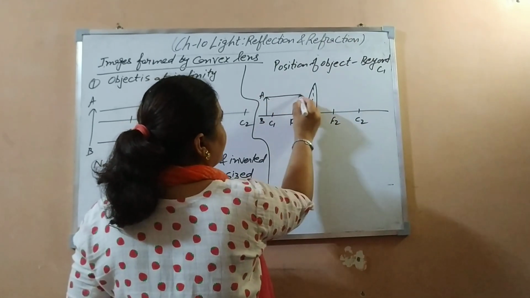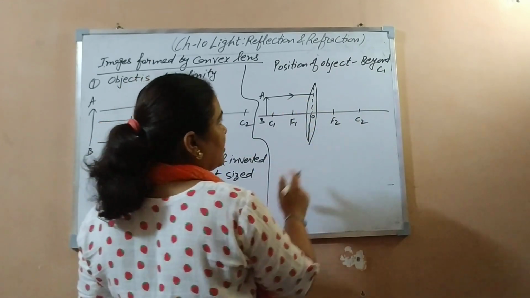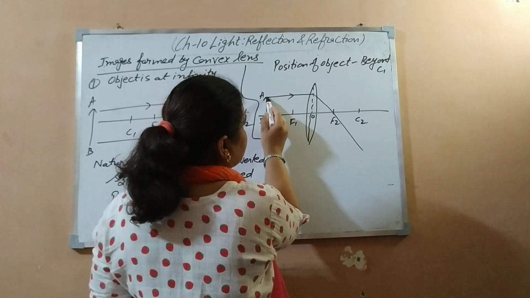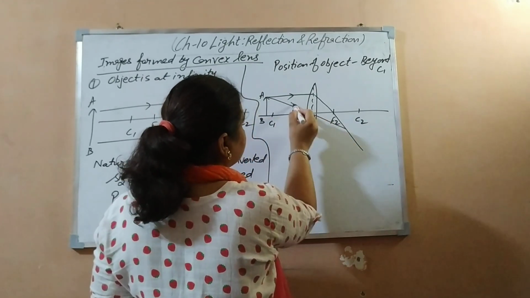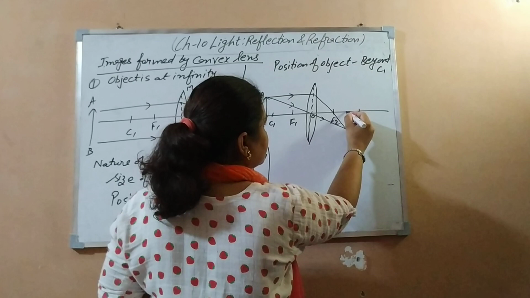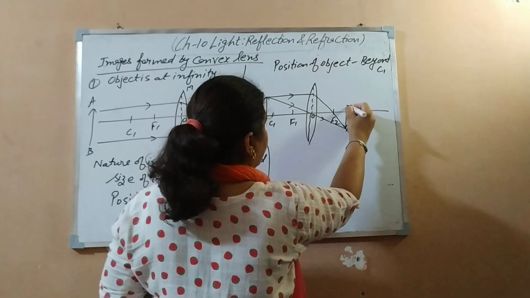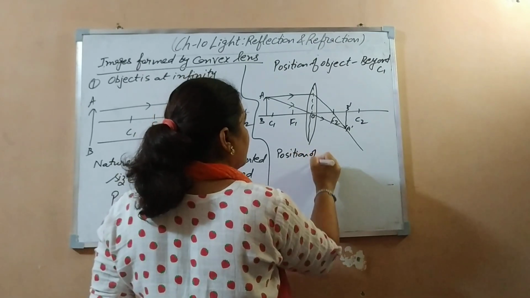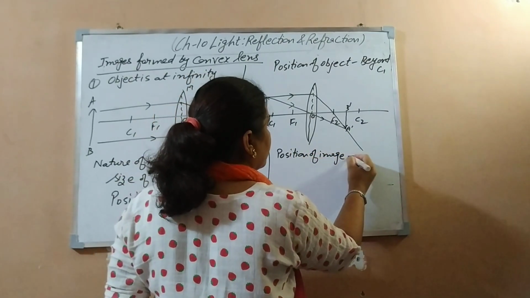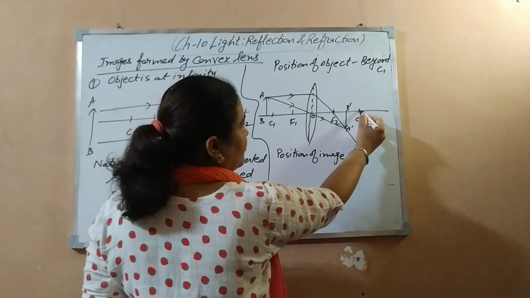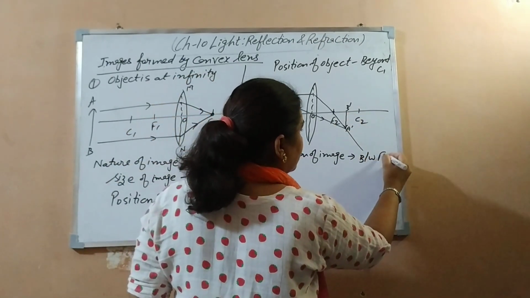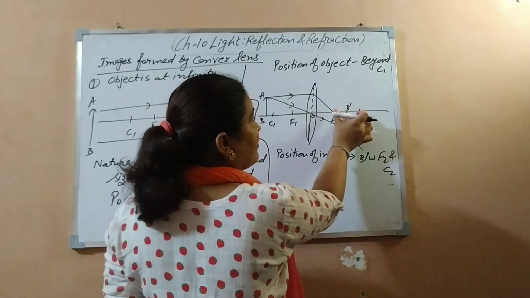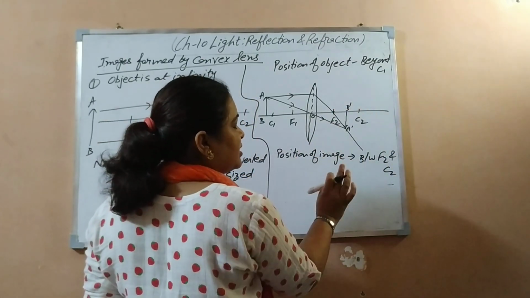First, one ray we will show from the object parallel. Where would it pass? It would pass through the focus. Another ray we will pass through the optical center. Where they intersect, there we get this image, A dash B dash. What is the position of the image? It is between F2 and C2. I am saying between, not mid. Between means anywhere between F2 and C2.